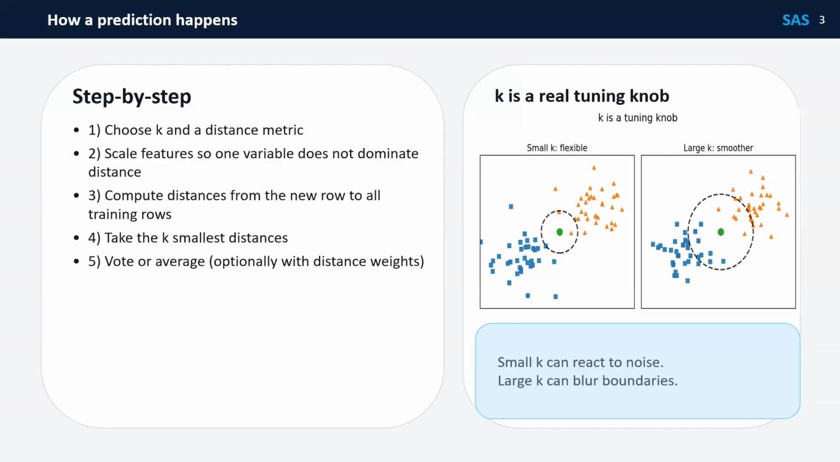Now look at this note about K. K is not a minor detail. It changes how local the model is. With a small k, the model can react to more noise. One unusual point can swing a prediction. With a larger k, which you'll see in the second photo to the right, the model smooths things out, but it can blur boundaries between different groups in your data. So K is like a tuning knob that controls how sensitive your model is versus smoothing.